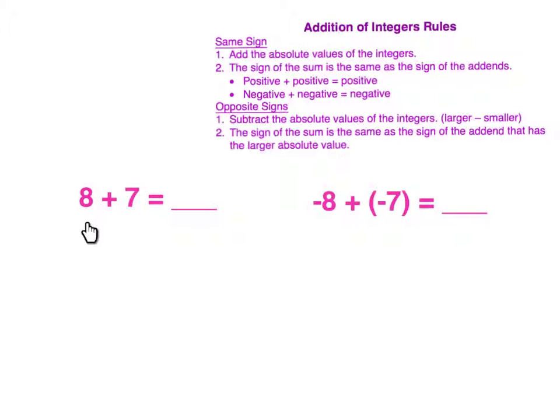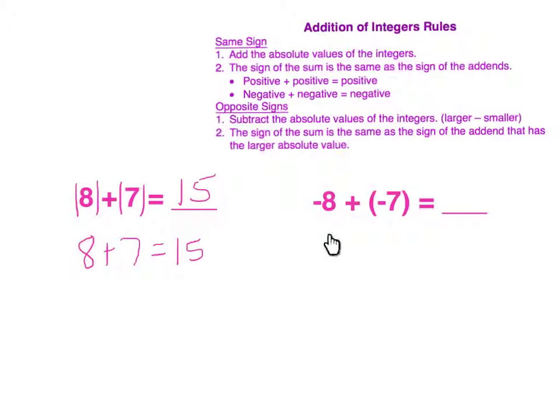We're going to start by adding 8 plus 7 following the rules. Now you've been able to add 8 plus 7 since kindergarten, but we're going to do it following the rules and make sure we get the same answer. So the first step is to add the absolute values of the integers. The absolute value of 8 is 8, and the absolute value of 7 is 7, and 8 plus 7 is 15. The next step is to figure out the sign. A positive plus a positive is equal to a positive. So 8 plus 7 is equal to 15.